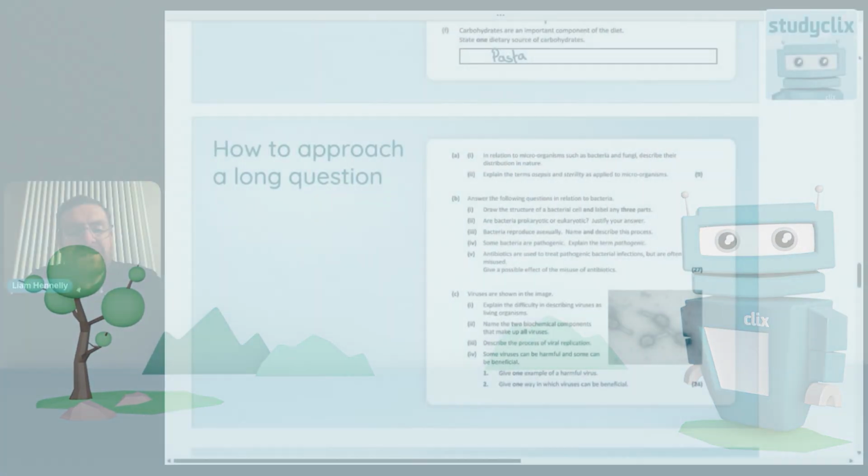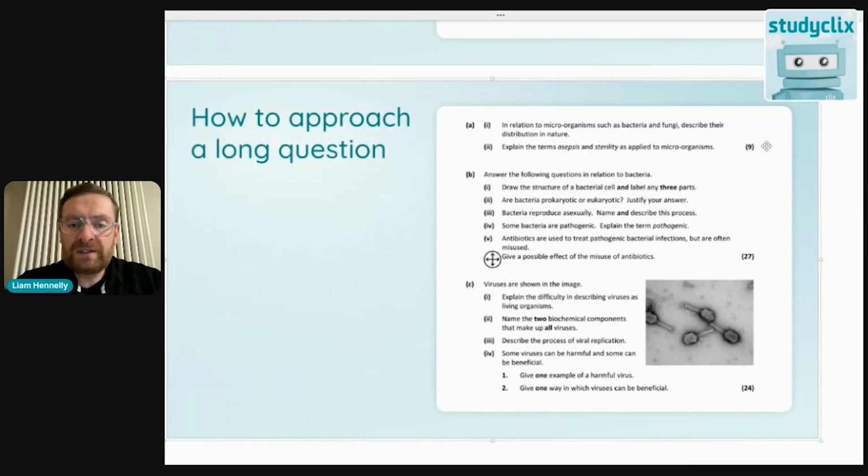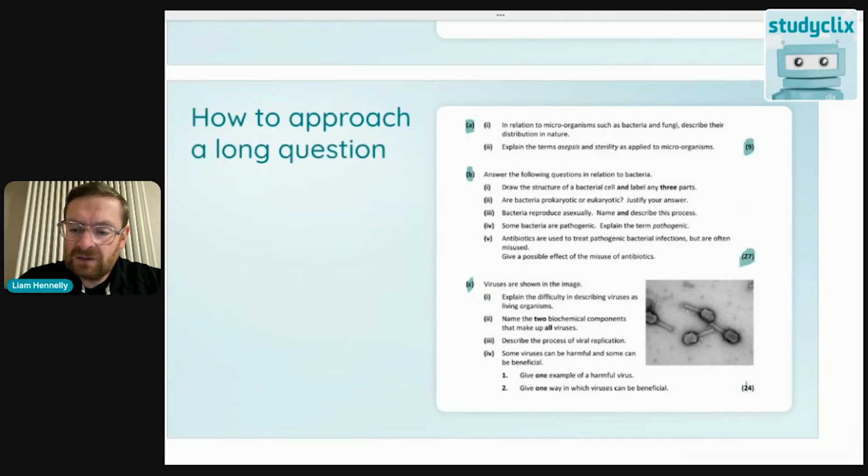A section C, or a long question, and how to approach it and how to break it down. What you should notice in the long questions is that they're broken into 3 parts. You have A, B and C, and they're always broken up into 9, 27 and 24. Generally speaking, the marks are given in allocations of 3 marks.